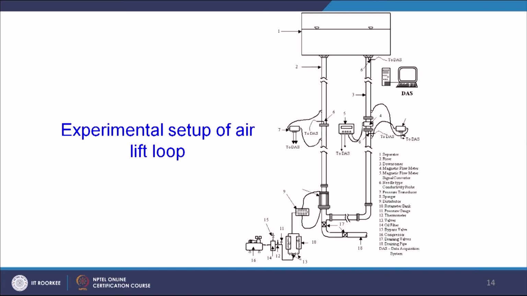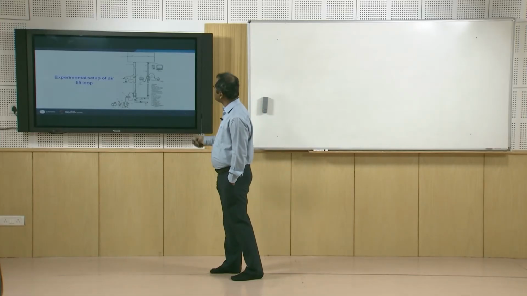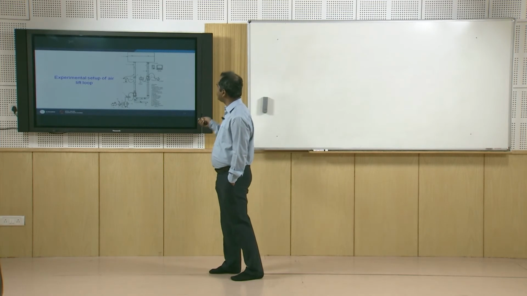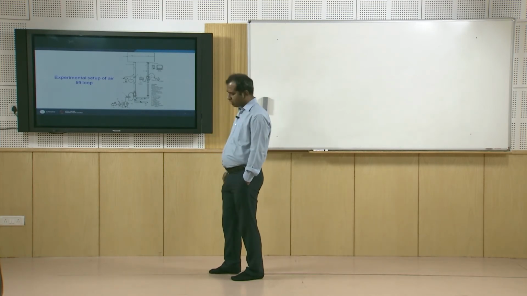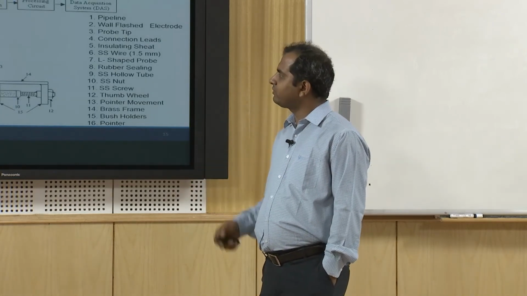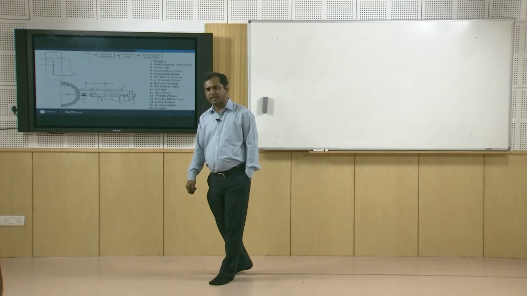Now, in the downcomer section, we have given the magnetic flow meters over here. Also, we have given a conductivity probe at point 6, and we have also given some pressure transducers at point 7. So, you can find that we have all three types of measurements over here: conductivity probe, magnetic flow meter and pressure transducers.